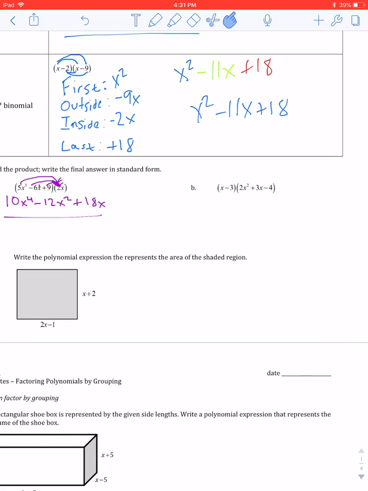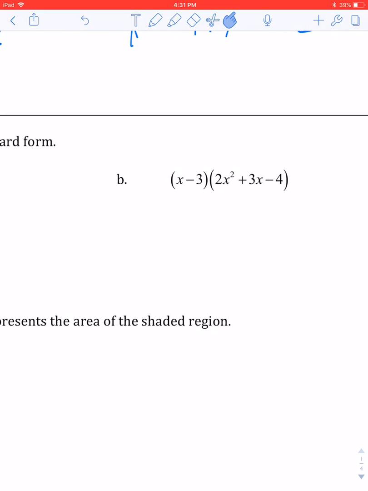Okay, let's go to B. I've got x minus 3 times the polynomial 2x squared plus 3x minus 4. It's not going to be too hard, but it is a little tedious. So let's just start with my first term. I'm going to carry my x and bring it to the 2x squared.